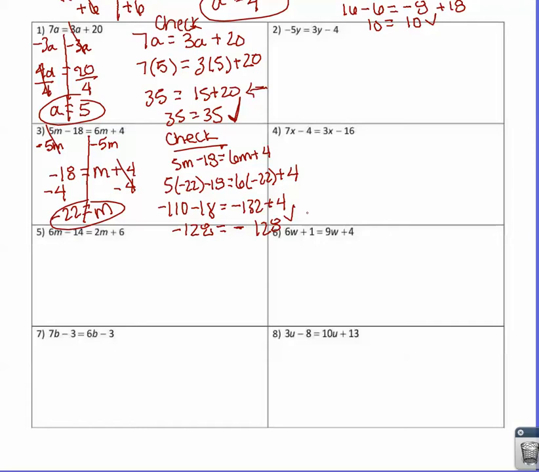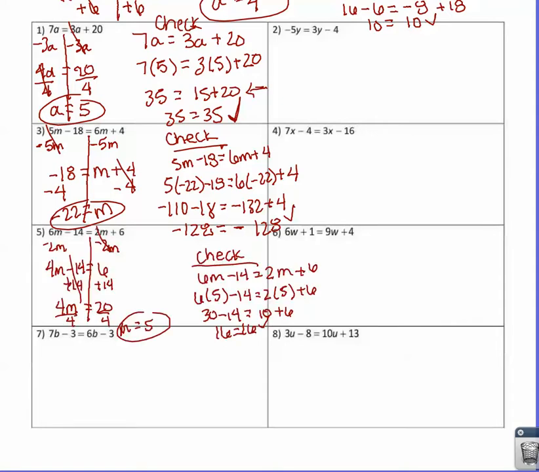So there should be no reason on multi-step equations why you are not able to get the right answer. Pause the video and try number 5. Hopefully you were able to move the 2m to the left side and then the negative 14 to the right side. Divide by 4 and get m equals 5. Once you checked your step, you should have gotten 16 equals 16 for your reflexive property there at the end.